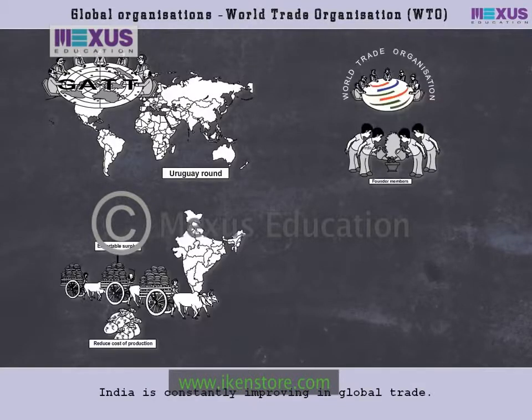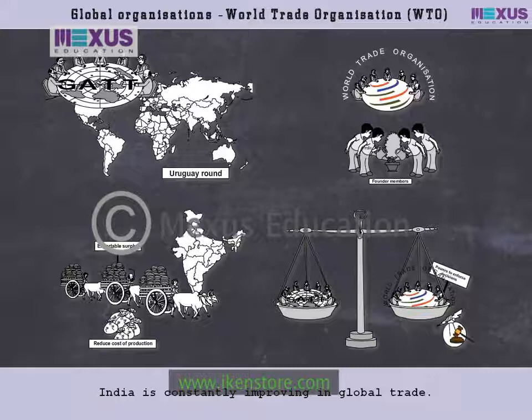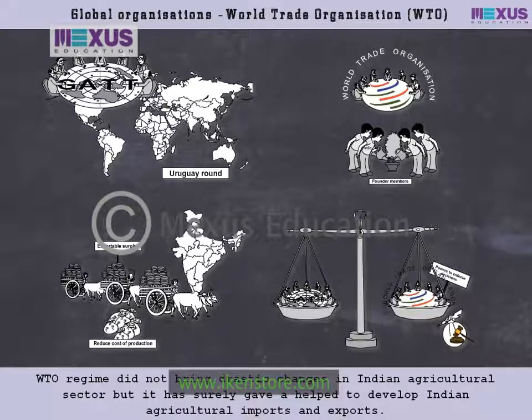To summarize, India is constantly improving in the global trade environment. It has contributed as a founder member of GATT as well as WTO. Failure of GATT gave birth to WTO as a legal entity to develop and regulate the global free trade environment. Implementation of the WTO regime was unable to bring about drastic changes in the Indian agricultural sector, which is the backbone of the Indian economy. But it has surely given a helping hand to develop both Indian agricultural imports and exports in a quantitative manner.